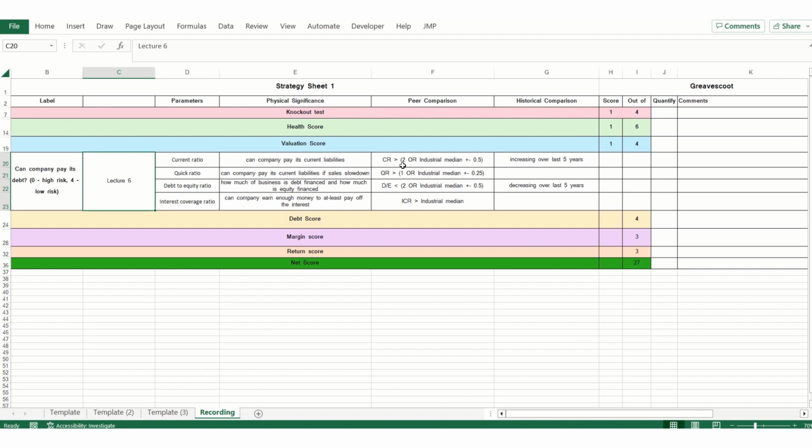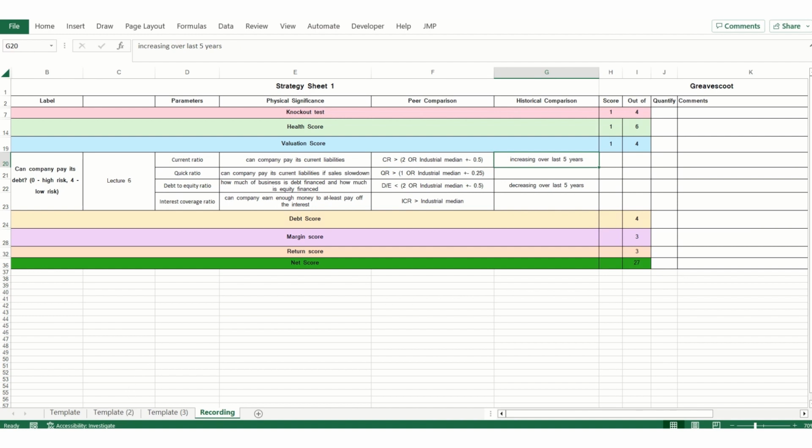Now, for the current ratio, the criteria is that it should be greater than 2, or greater than the industrial median plus minus 0.5. The reason we have added plus minus 0.5 is because current ratios are generally around 2, 3, 4. And if the industrial median is somewhere nearby, just saying it has to be greater than the industrial median would be quite tight criteria. So we have added a margin of plus minus 0.5. And the second thing is that it should be increasing over the last 5 years.